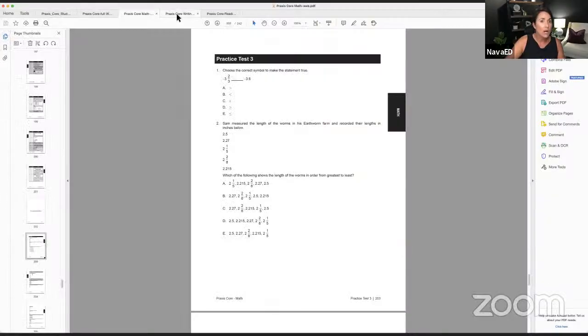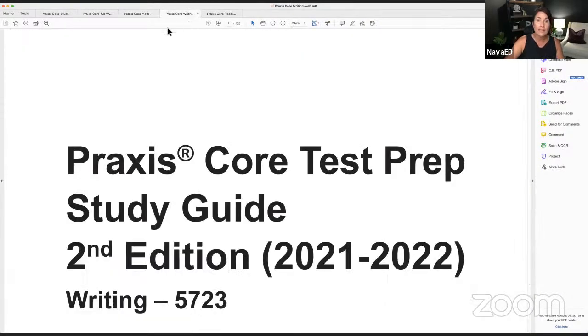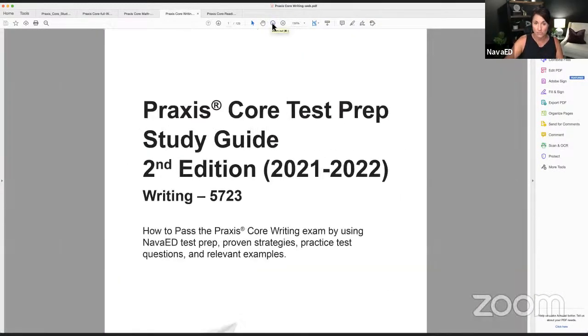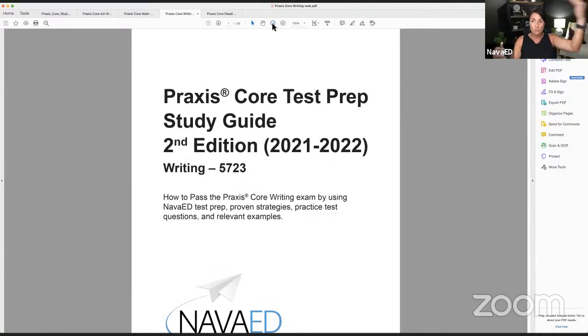I'm going back to sharing my screen. And we're moving to the writing. Now, again, I'm going backwards. You would start with reading, then writing, then math, but I'm going towards the bigger pieces of the test and working my way backwards. You know, from my videos, I always work backwards. It's just kind of the way I do things. You can work any way you want, all right? But now we're gonna focus on the writing.